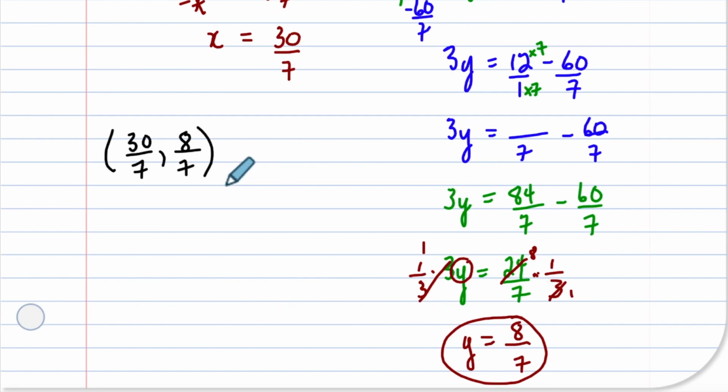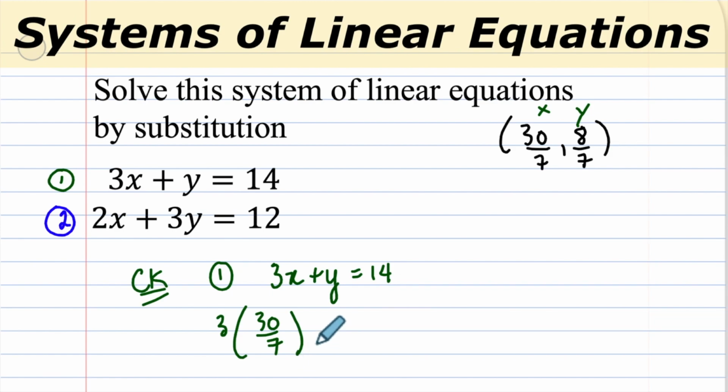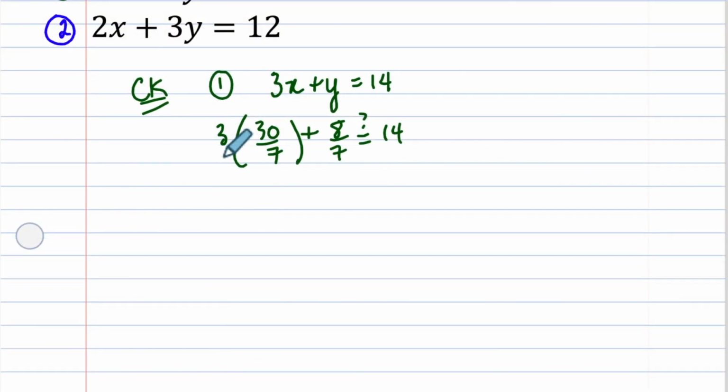But it looks a little weird. We better check our work. We'll use the first equation, 3x plus y is equal to 14, and plug in the x and y values. 3 bracket 30 over 7 plus 8 over 7. Does that equal 14? 3 times 30 is 90 over 7 plus 8 over 7. Does that equal 14?